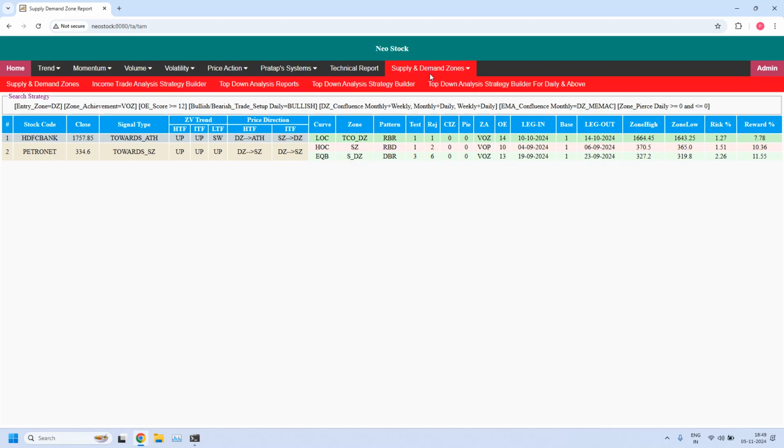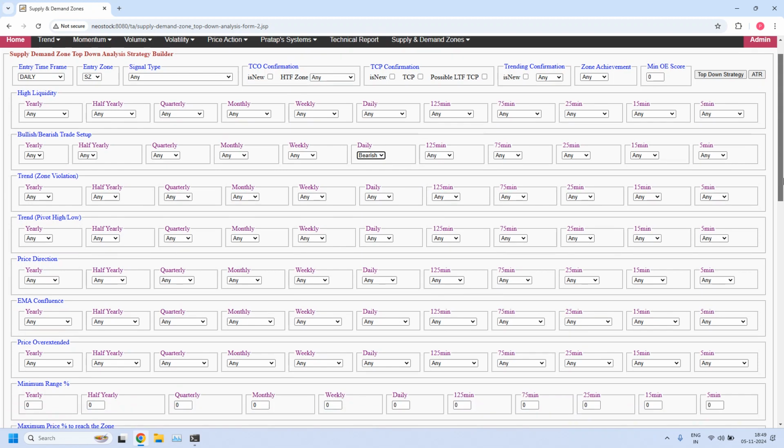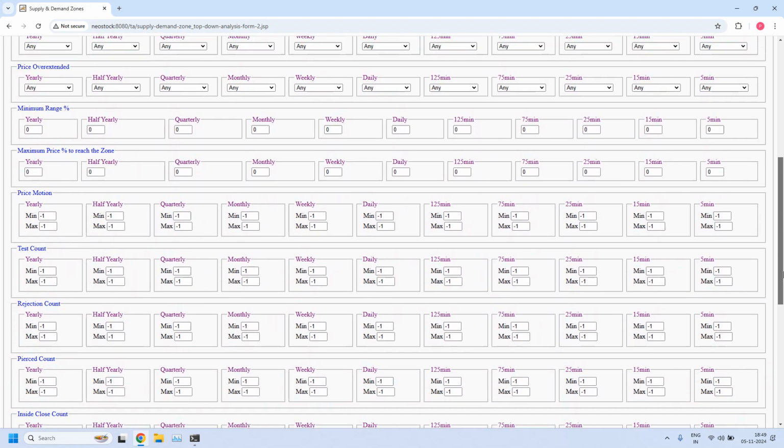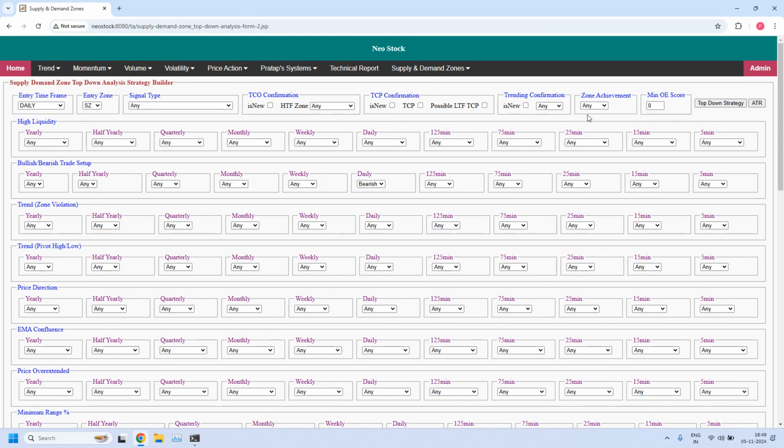Next, bearish trade setup for monthly income trade. Entry time frame is a daily, entry zone is supply zone. In bullish or bearish trade setup at daily time frame, I am selecting bearish. The supply zone should not be pierced. So in the pierced count daily time frame, I am setting minimum value 0, maximum value 0. That means zone is not pierced.